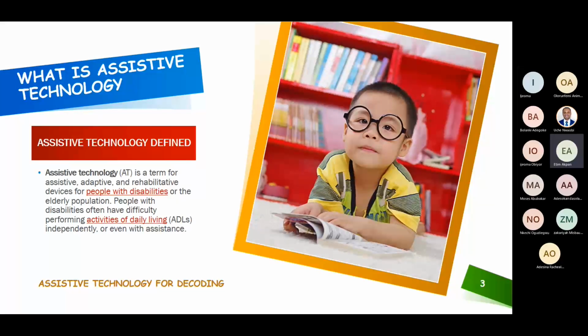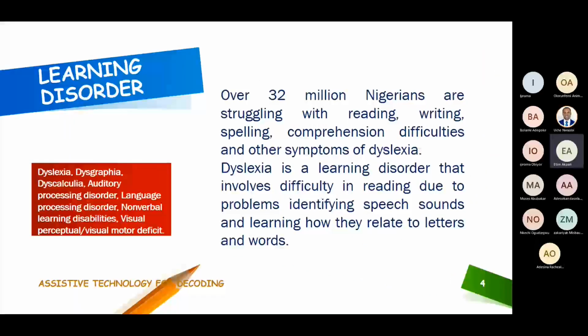Over 32 million Nigerians are struggling with reading, writing, spelling and comprehension difficulties. I know that's in terms of dyslexia. We know this topic. It's a topic that we're beginning to accept in the education space now. Before now, it's nothing we knew. We didn't have any idea about it. In my own days in the class, if a student didn't know, it meant you didn't know.